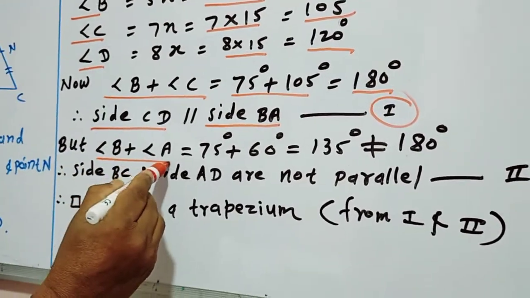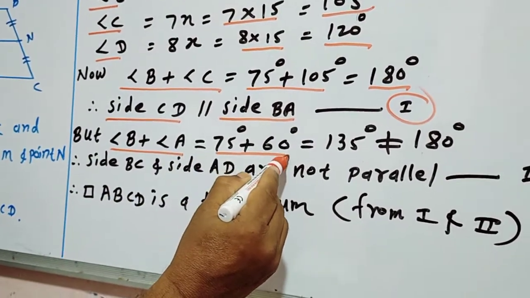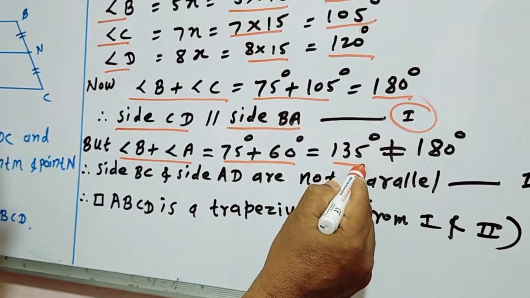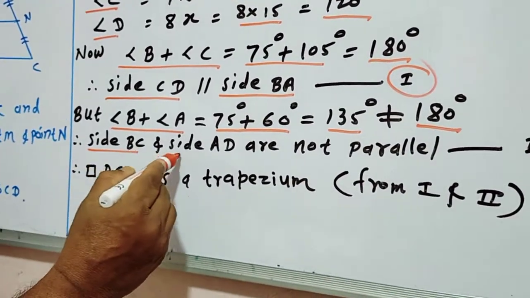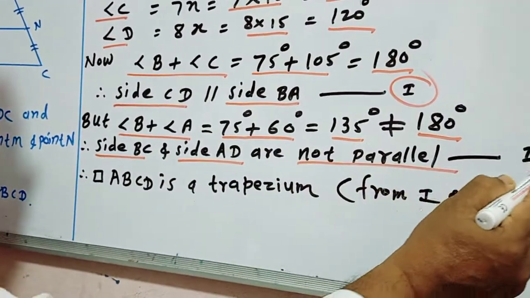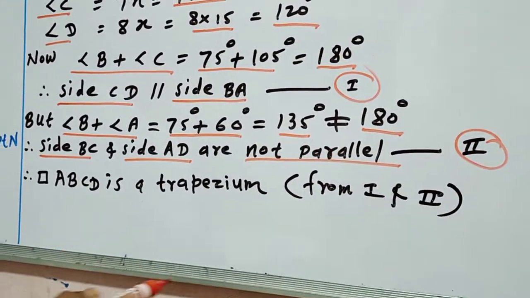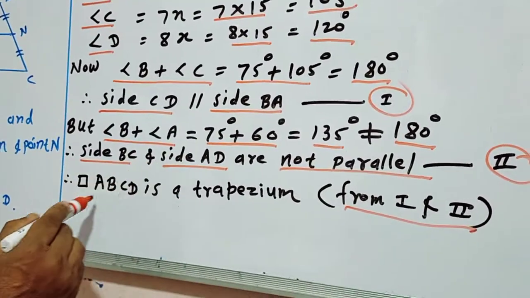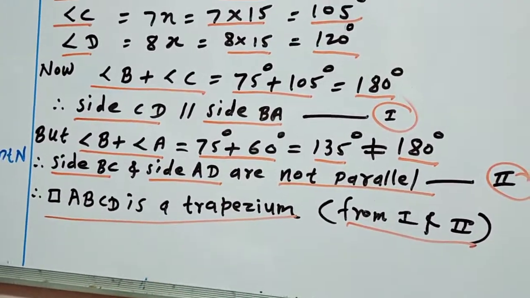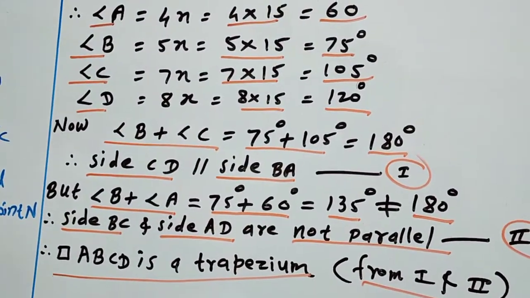Then angle B plus angle A, 75 degrees plus 60 degrees, is equal to 135 degrees. It is not equal to 180 degrees. Therefore, side BC and side AD are not parallel, number 2. Now from 1 and 2, one pair is parallel, the other pair is not parallel. Means quadrilateral ABCD is a trapezium. Solve this example in your Maths 2 notebook.